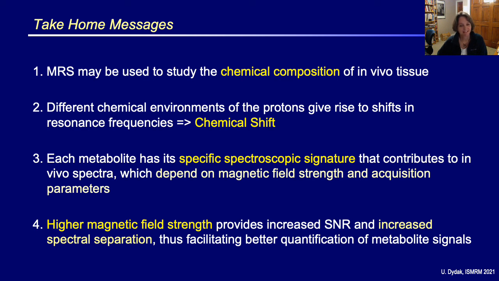With this lecture, I hope that I have been able to convey the following take-home messages. MRS may be used to study the chemical composition of in vivo tissue. Different chemical environments of the protons give rise to shifts in resonance frequencies, which we call chemical shift. Each metabolite has its specific spectroscopic signature that contributes to in vivo spectra, which depend on magnetic field strengths and acquisition parameters. And higher magnetic field strength provides increased SNR and increased spectral separation, thus facilitating better quantification of metabolites.